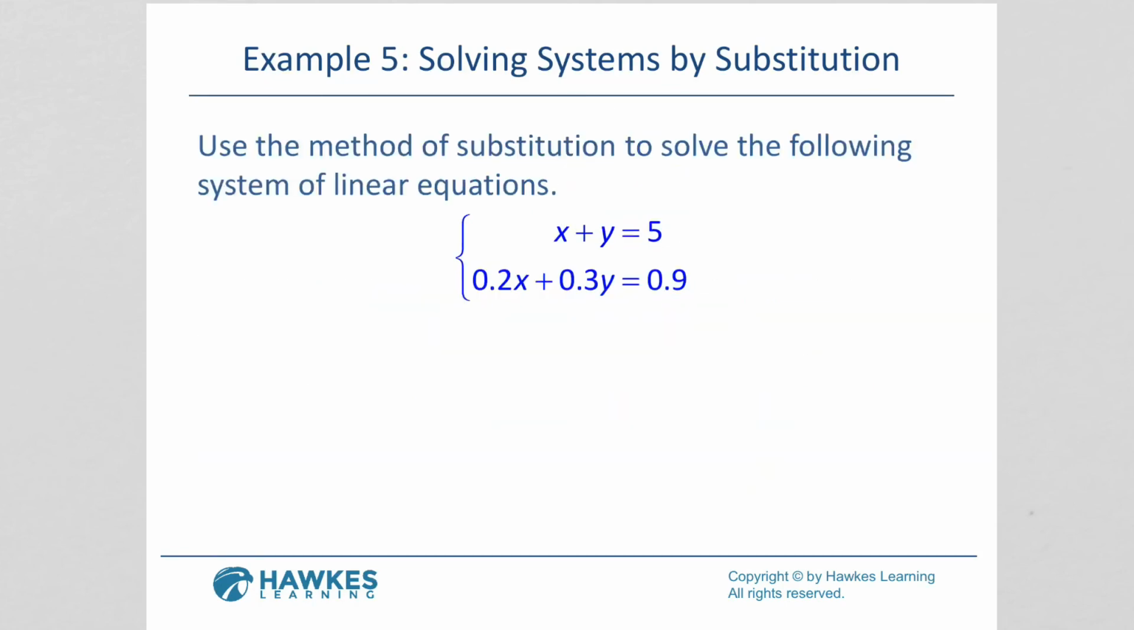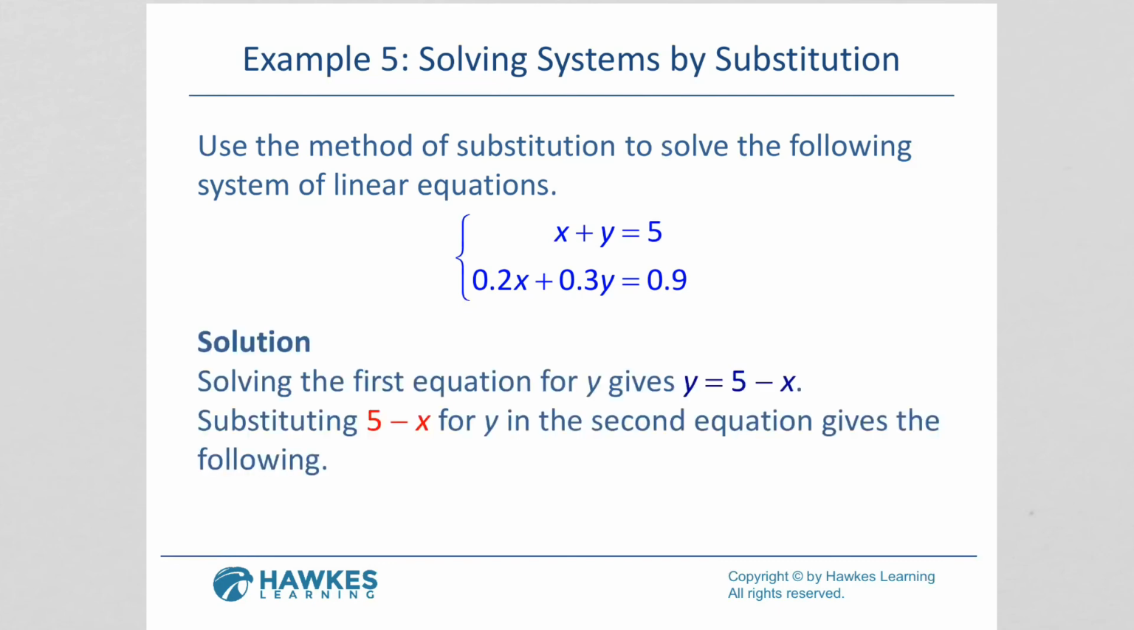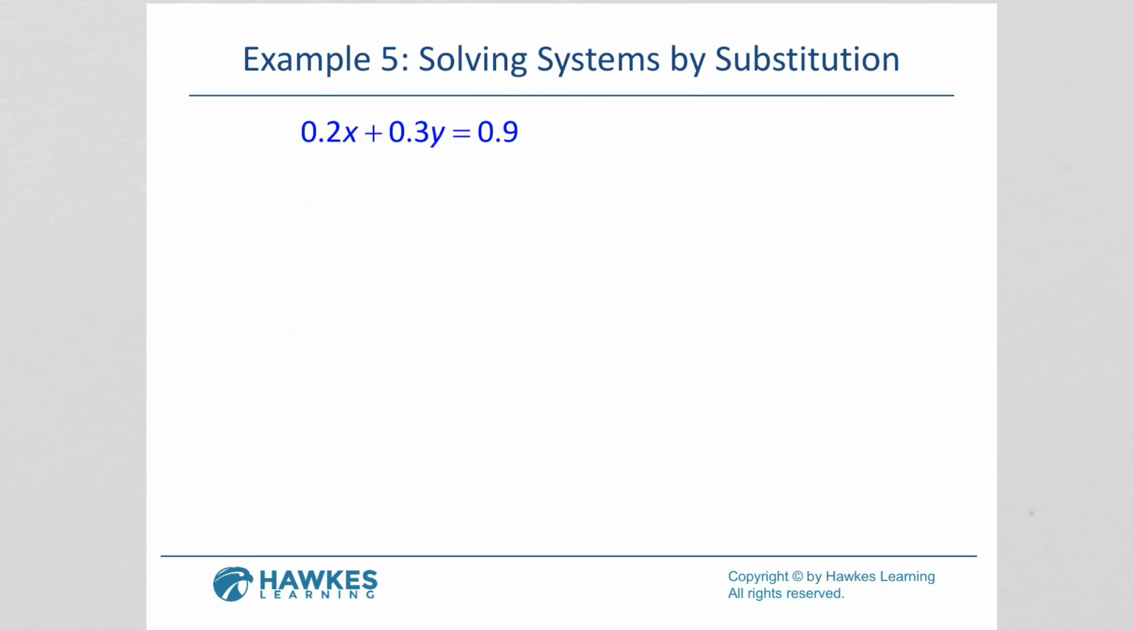Example 5. Use the method of substitution to solve the following system of linear equations. Solving the first equation for y gives y equals 5 minus x. We could have solved for x or y in that first equation. That would have been a smart move either way. Substituting 5 minus x for the y in the second equation gives us the following. So there's our original equation.